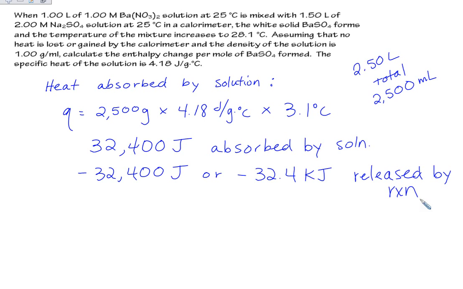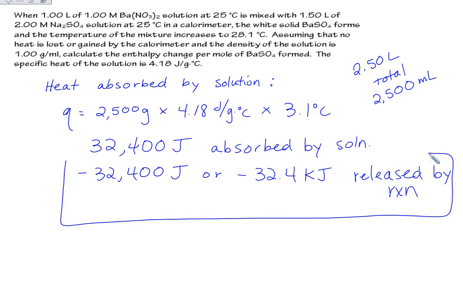As long as you do one or the other, indicate the sign of the delta H, because if you leave that negative out, we'll assume that it's positive. It's positive for the solution of the surrounding water, but for the reaction, for the production of this barium sulfate, that's an exothermic process. Okay, so any of these would be fine. Here's the energy change for the reaction.